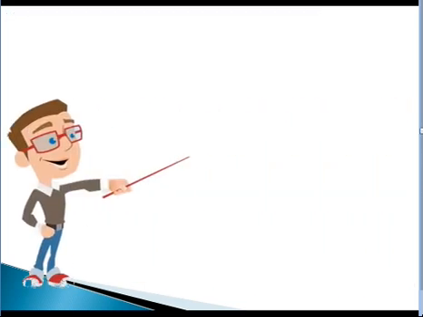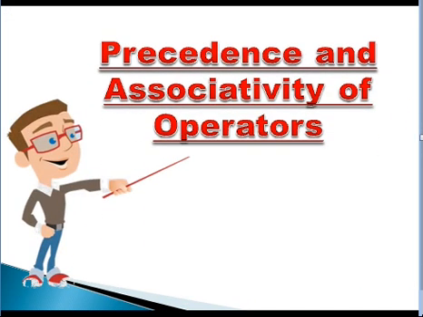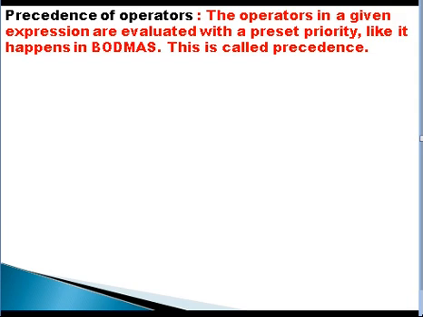Now let us start with the original topic for the week, which is the precedence and associativity of operators. Whenever an expression is given for us to solve, there can be a number of different operators mentioned in the expression. For example, it can be a plus sign, a minus sign, modulus remainder, division or anything else. Each operator in the expression has its own priority.